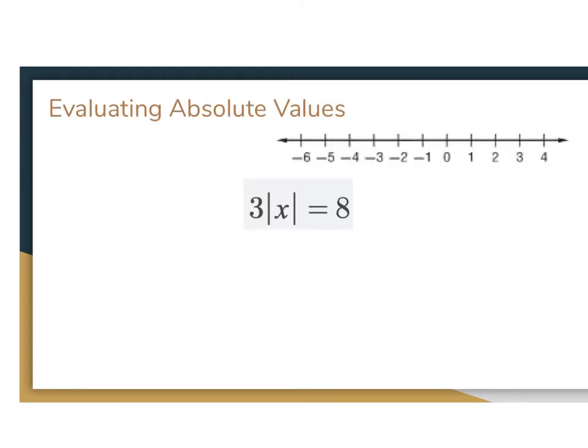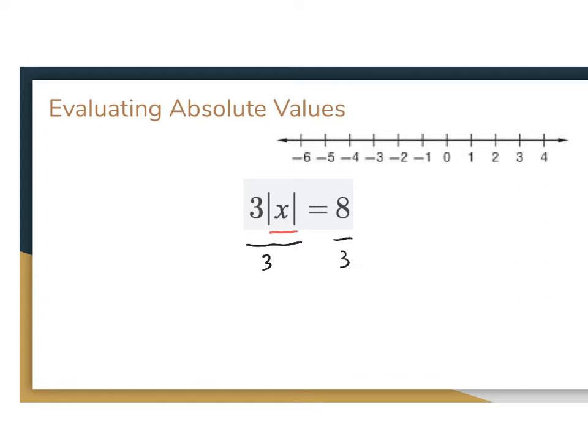We are asked to solve 3 times the absolute value of x is equal to 8. Go ahead and try this on your own first. All right, now that you've tried it on your own, this is how we will begin. We need to isolate the absolute value on one side of the equation, and the way that I'm going to do that is I'm going to divide both sides by 3.